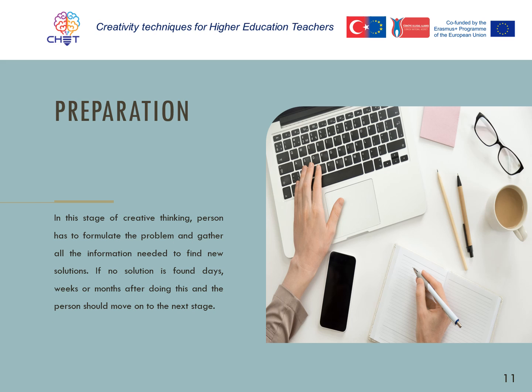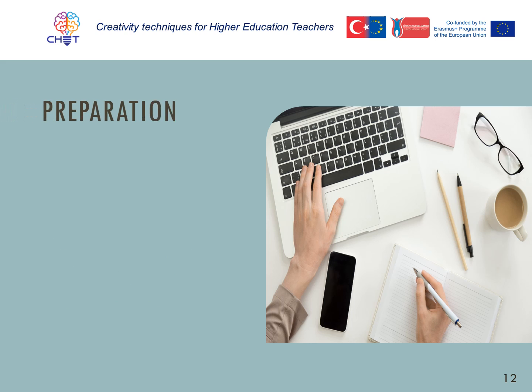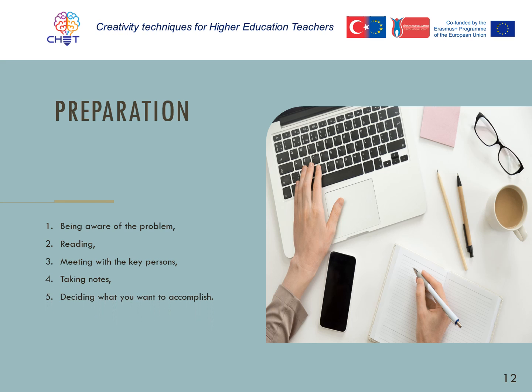The first stage is the preparation. In this stage of creative thinking, the person has to formulate the problem and gather all the information needed to find new solutions. If no solution is found days, weeks or months after doing this, the person should move on to the next stage. The preparation stage consists of being aware of the problem, reading, meeting with the key persons, taking notes, and deciding what you want to accomplish.